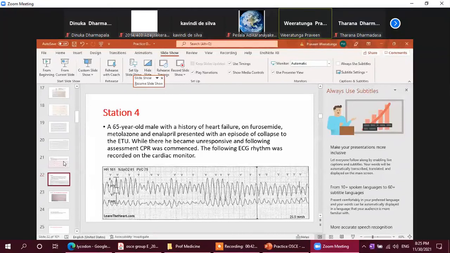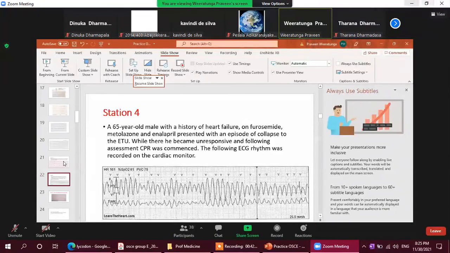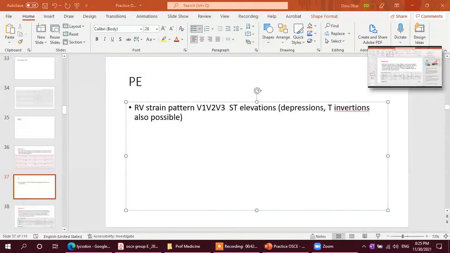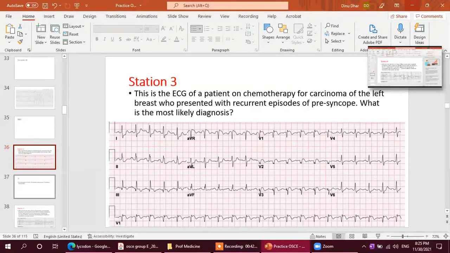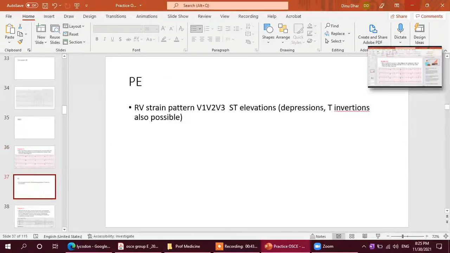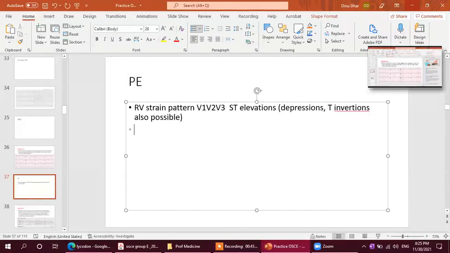Let's try it this way. Right. So in pulmonary embolism, you will have RV strain with an S1 Q3 T3 pattern. There is a deep S wave in lead 1, a T inversion and a Q wave in lead 3. Right? That is a typical feature.